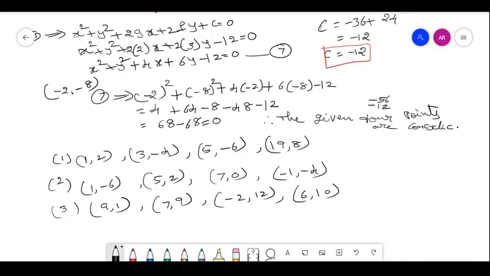You have to show that the 4 points in each of the following are concyclic and find the equation of the circle on which they lie.